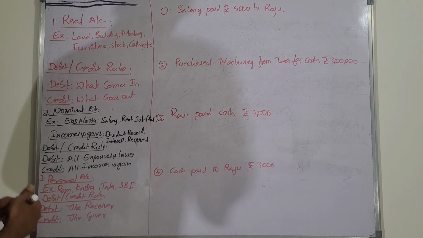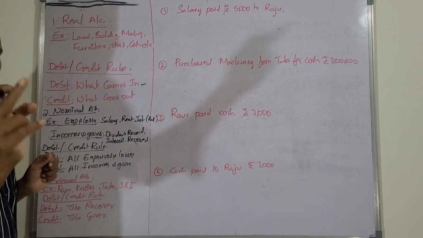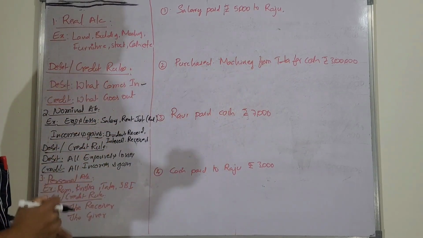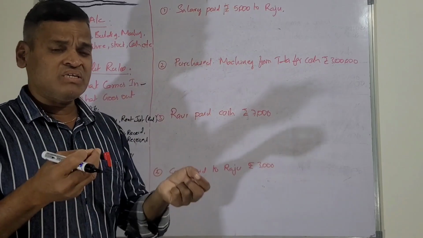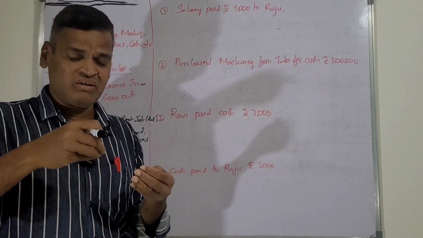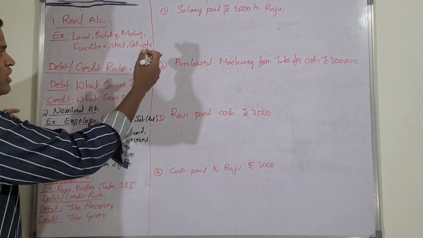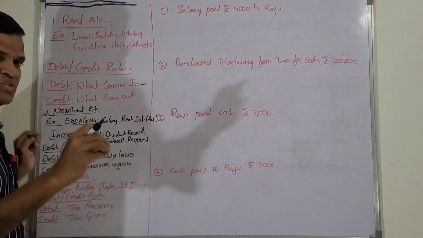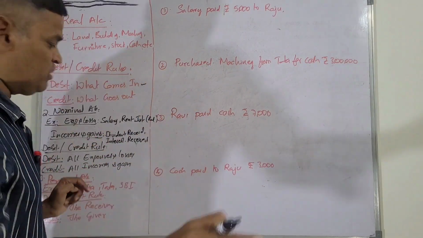According to real account, when we have to write debit, what comes in? What comes in means if any asset is coming into the business. So in this transaction, is there any asset which is being received by the business? No. No asset is coming into the business with this transaction. Means we did not get the answer in real account. Now we have to check according to nominal account.